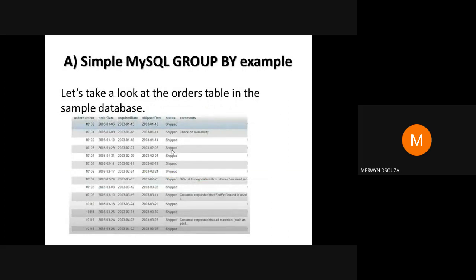Let's look at examples of the group by clause. So let's look at this sample database. The table that we are looking at is the orders table. You can see that there are many columns here: order number, order date, required date, ship date, status, and comments. So this is just a snapshot of the database, not the entire database.